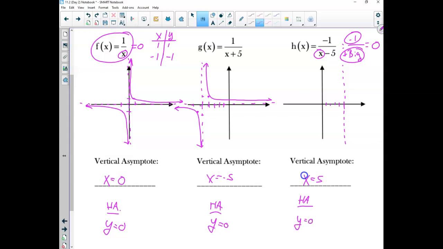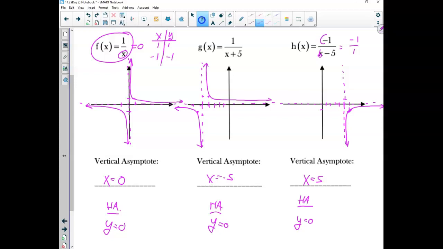So my horizontal asymptote is going to be at y equals 0, so I'm going to draw that in there. And then all I have to do is mentally pick a point on the right side of my vertical asymptote because I need to see where my branch is. So if I put 1, 2, 3, 4, 5, this would be 6. If I put a 6 in here, I'm going to get -1 over 1, and I'm going to get -1. So my branch is going to be down here this time.